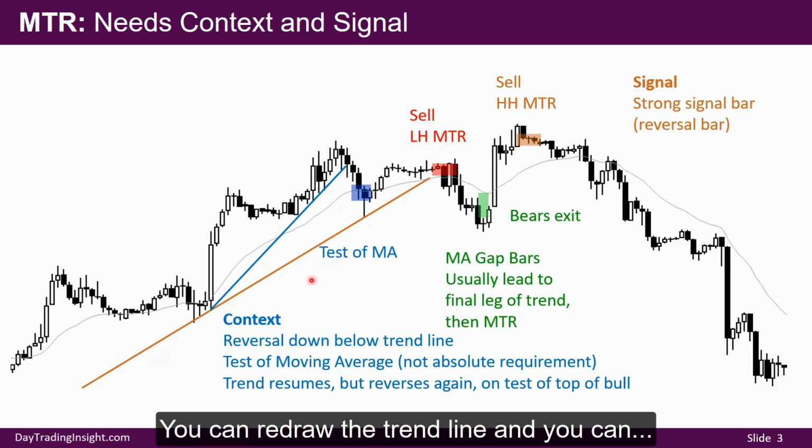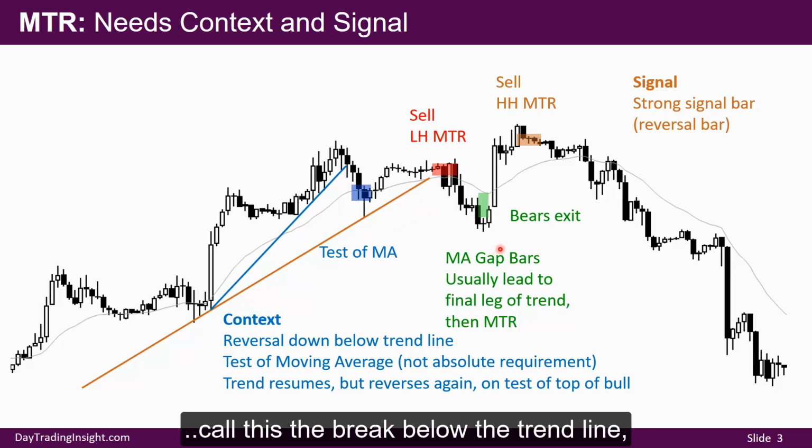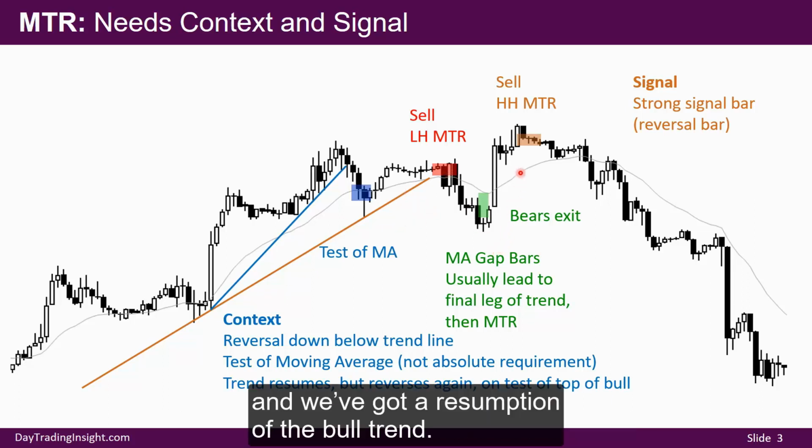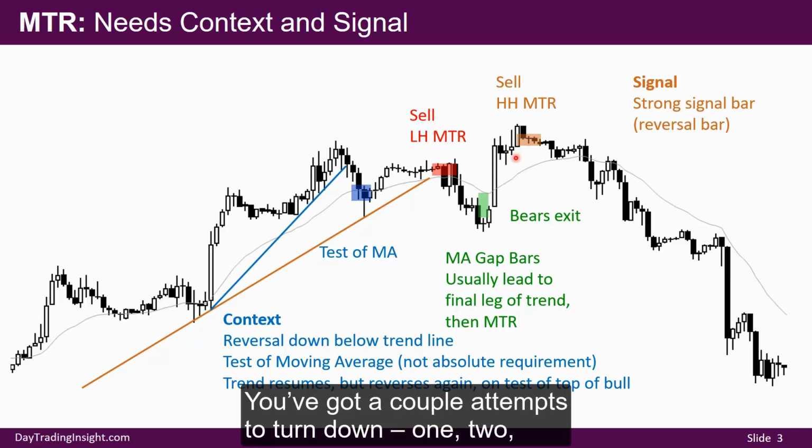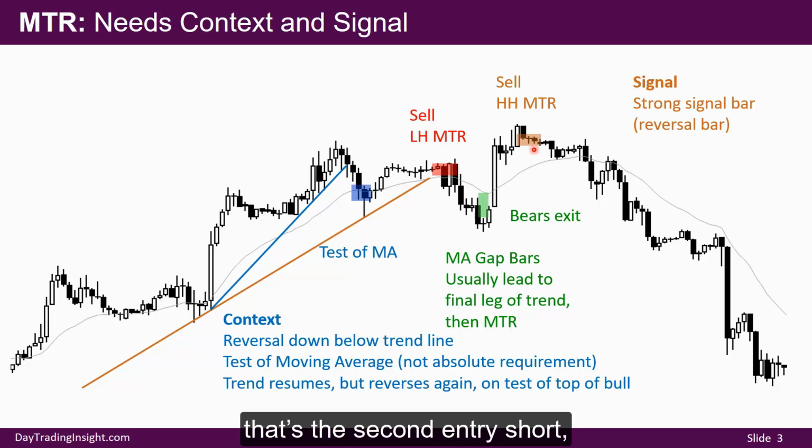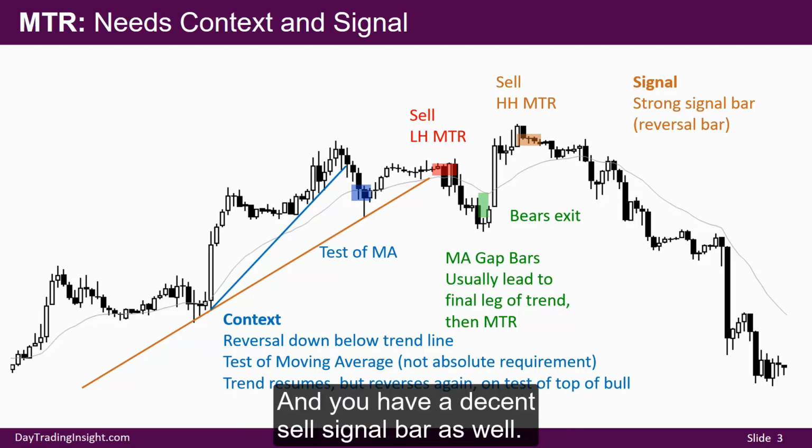You can redraw the trend line, and you can call this the break below the trend line. Then we've got a resumption of the bull trend. And you got a couple attempts to turn down, 1, 2, that's a second entry short, so slightly higher probability. And you have a decent sell signal bar as well.